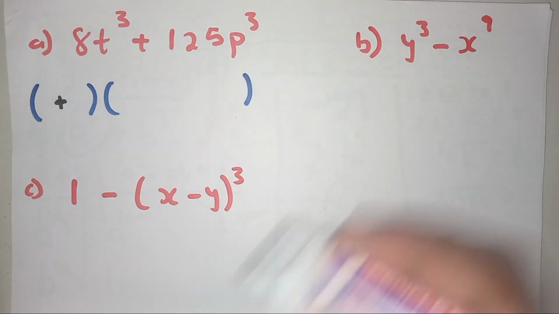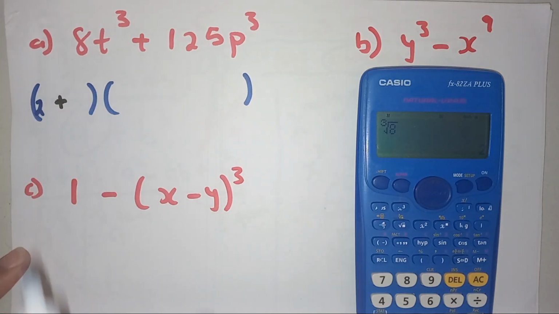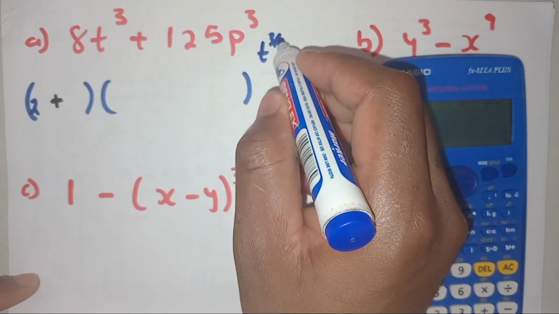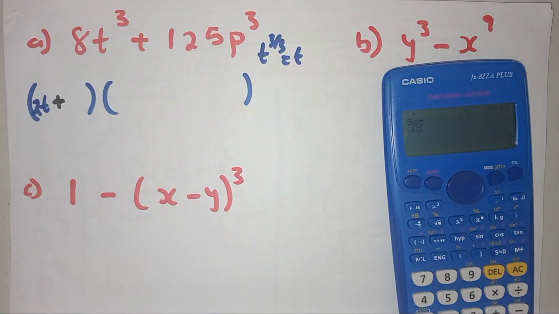What is the cube root of 8? You're going to use your calculator and then you say the cube root, you use shift. Here we go. You see how it should be. You say 8 and then you get what? 2. Then you write 2 here. And then you go for t. How do you get for t? You say t exponent 3 divided by 3. Then you're going to get t. And then here is going to be t.